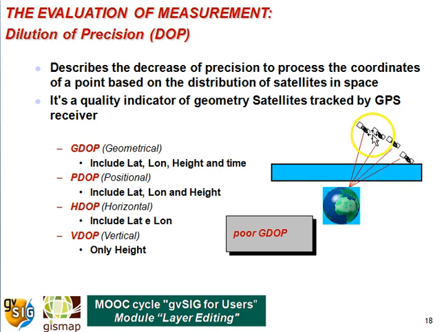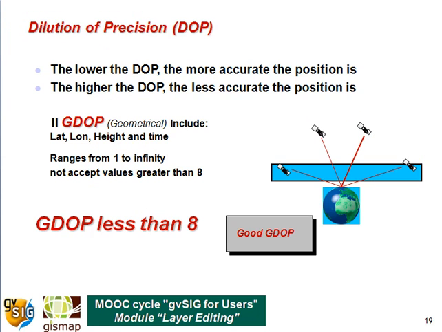You see, if I have the satellites all close to each other, I have a poor GDOP. On the contrary, in this case, it's a good GDOP because you see that I have the satellites spread all over the skyline. So basically the GDOP ranges from 1 to infinity, but usually acceptable values are not higher than 8. So if a GDOP is lower than 8, it means I have a good GDOP and then my measure is accurate.